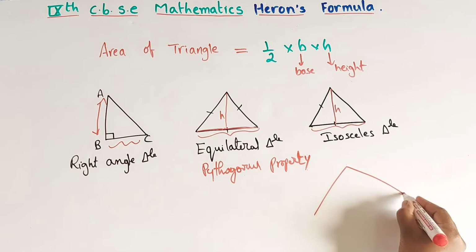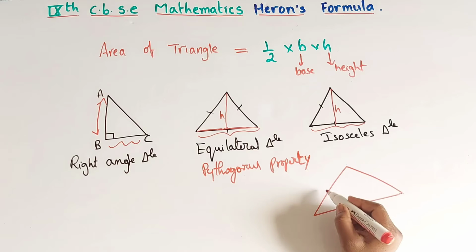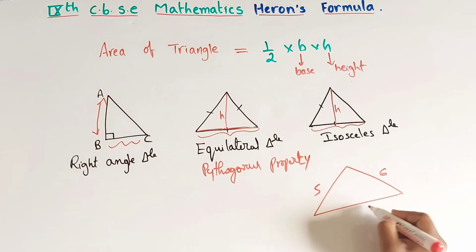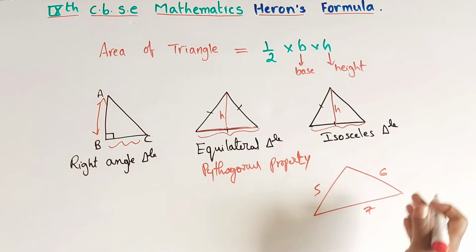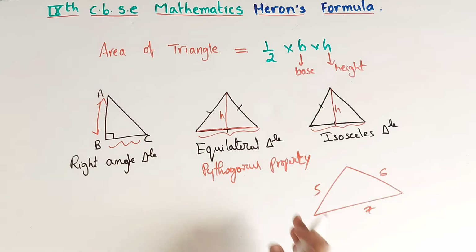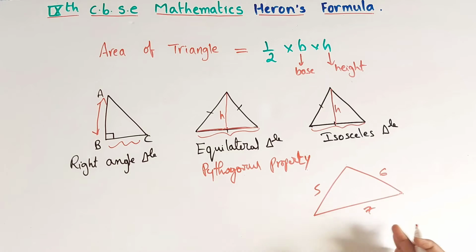Now what about scalene triangle children? Three different sides. Suppose this is 5 centimeters, 6 centimeters and 7 centimeters. Here we have three different sides. So this is scalene triangle. We don't know height here. So in this case we can use Heron's formula and find out the area. Not only for these triangles children, for any triangle, if you know the sides, you can use Heron's formula and find out the triangle area.